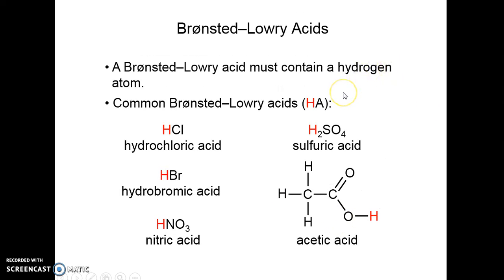Now, if we look at Bronsted-Lowry acids, almost all of them are also Arrhenius acids because they have a hydrogen atom in there and they give up a proton. So if you dissolve it in water, they'll make a hydronium ion or a proton. These are some acids. You notice that they all start with a hydrogen in the formula, except for this one. This is acetic acid.